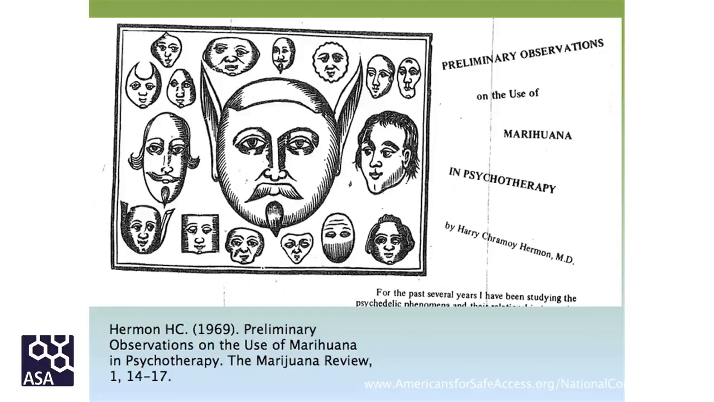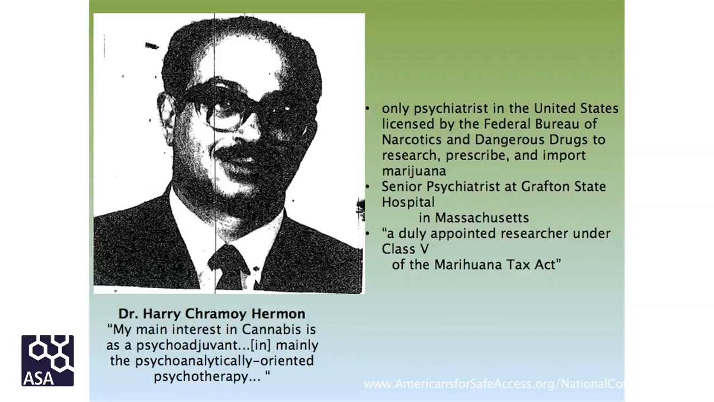Between 1937 and 1970, when the Controlled Substances Act passed, there were actually researchers like this gentleman. This is kind of a goofy artwork here from a marijuana review piece, but this was the psychiatrist, Dr. Herman. He was a duly appointed researcher under Class 5 of the Marijuana Tax Act, which means that he was able to prescribe marijuana for use in his psychiatric practice.